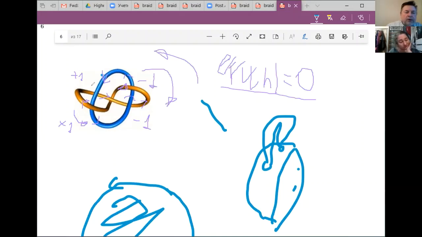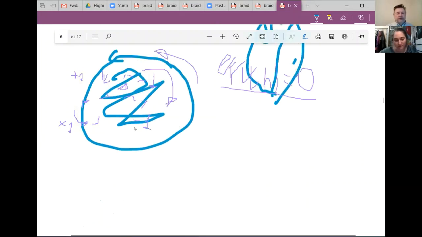If you now, as a game, change orientation in only one of them, for example in yellow, you will get here -1, -1, +1, +1. So orientation will change the sign, but the sum is just the same. So you see now that it is a rather weak invariant.